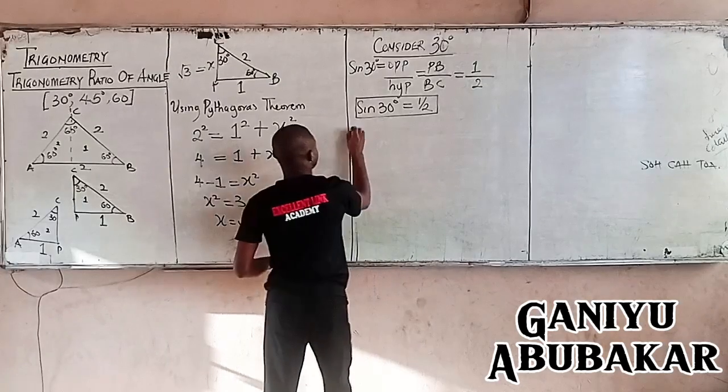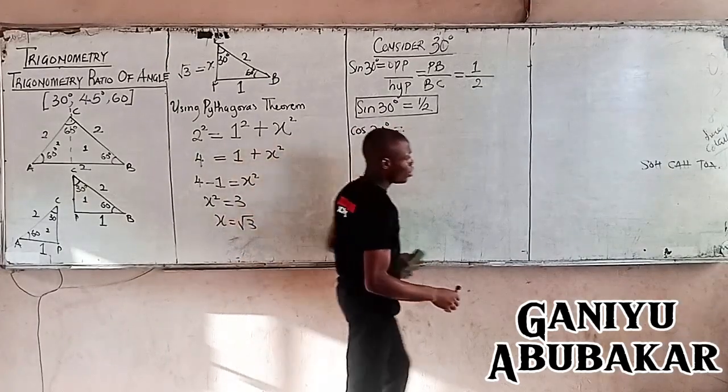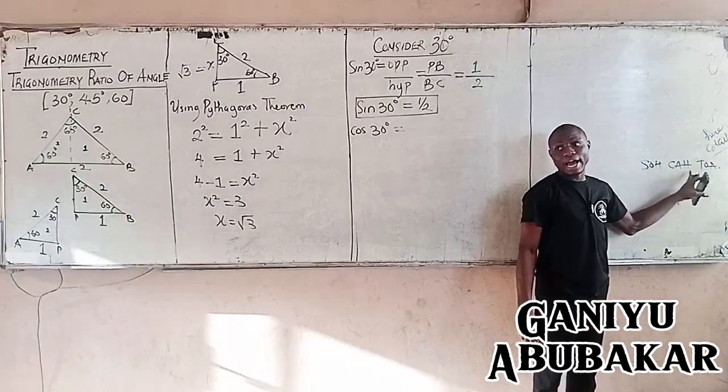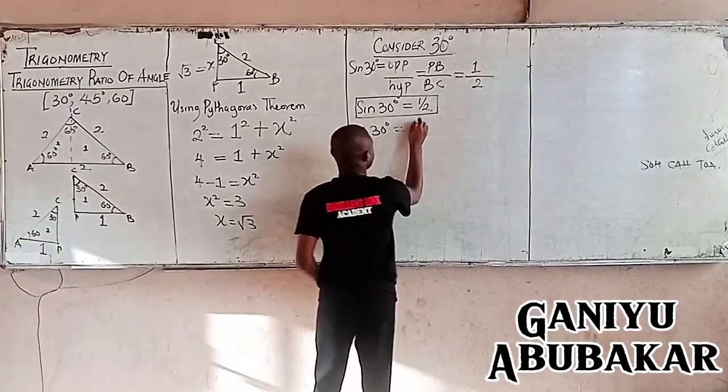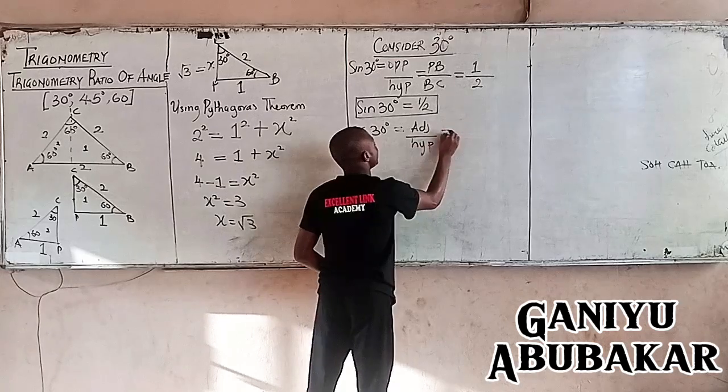Let's do cos 30. Cos 30 degrees, what will it give us, please? What's cos? Cos is adjacent over hypotenuse. So I have adjacent all over hypotenuse. What's my adjacent?